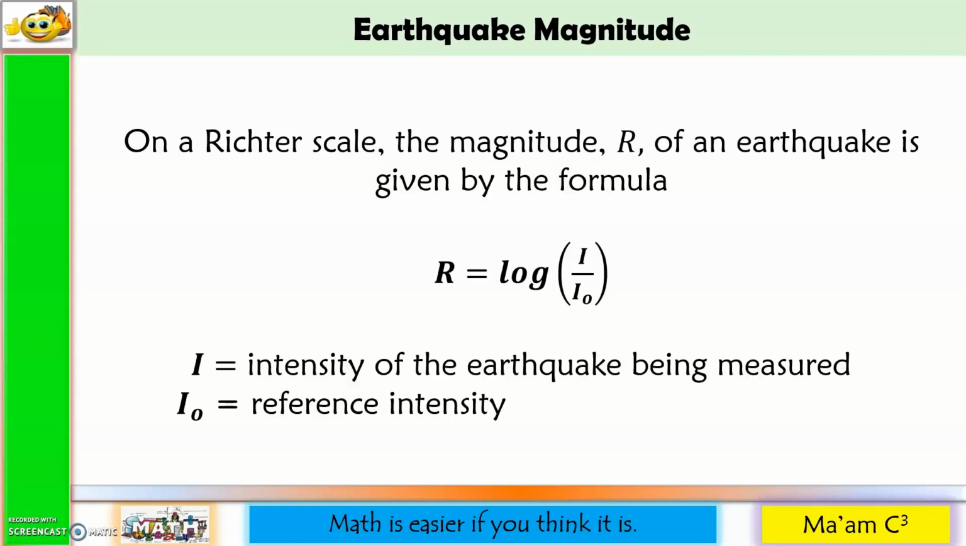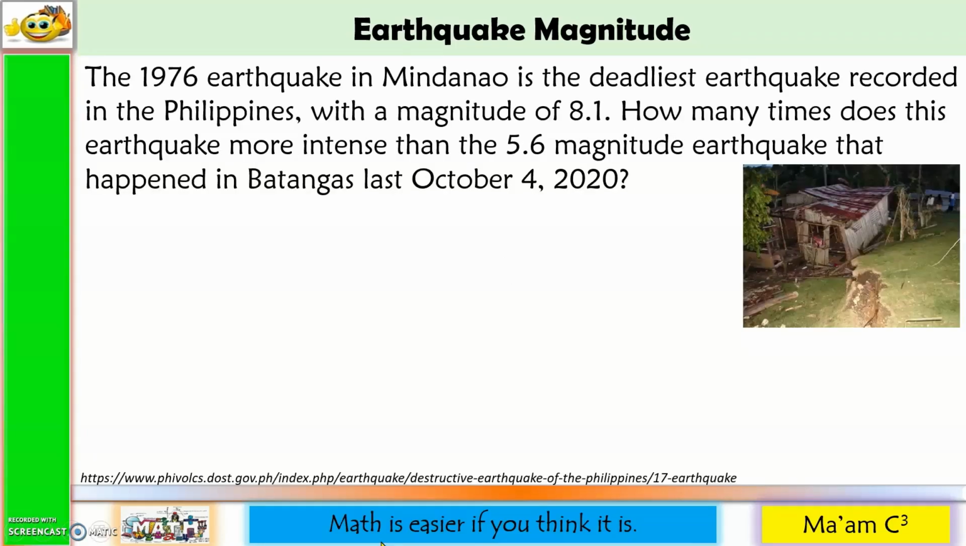R is equal to the logarithm of the quantity I over I sub O, where I is the intensity of the earthquake being measured and I sub O is the reference intensity. The 1976 earthquake in Mindanao is the deadliest earthquake recorded in the Philippines, with a magnitude of 8.1. How many times more intense is this earthquake than the 5.6 magnitude earthquake that happened in Batangas last October 4, 2020? Let us recall our formula.